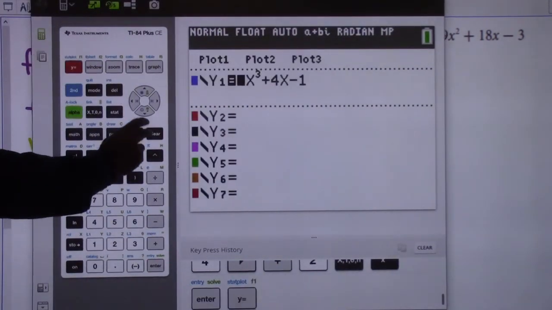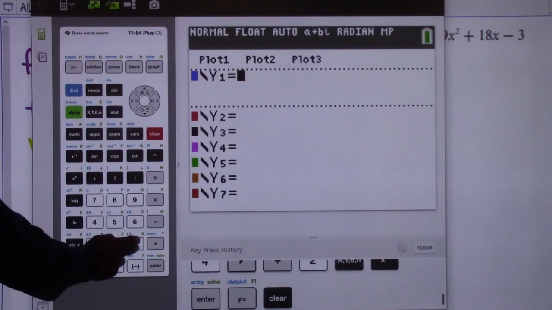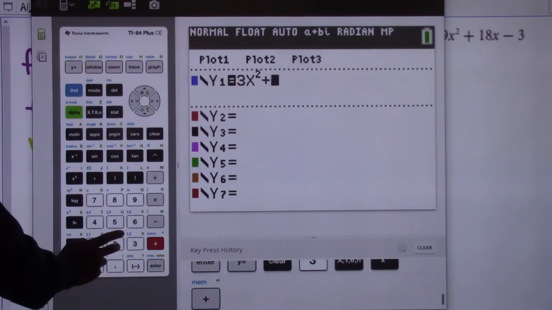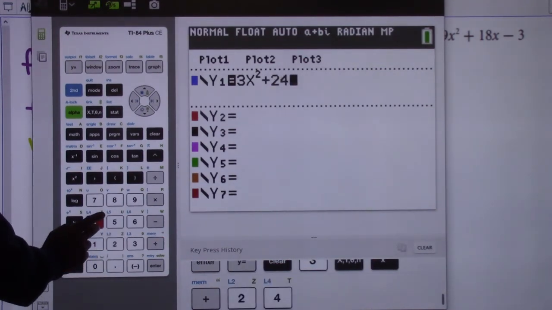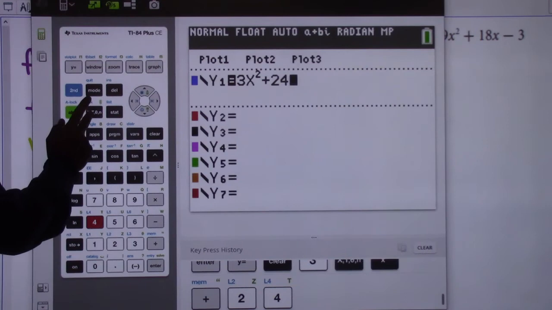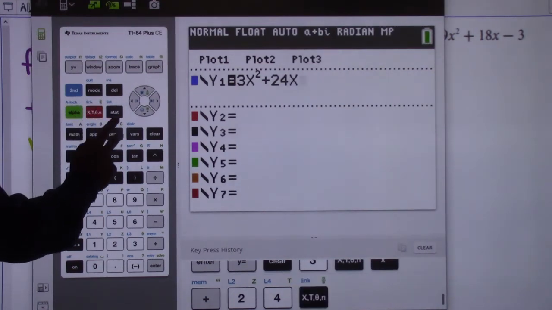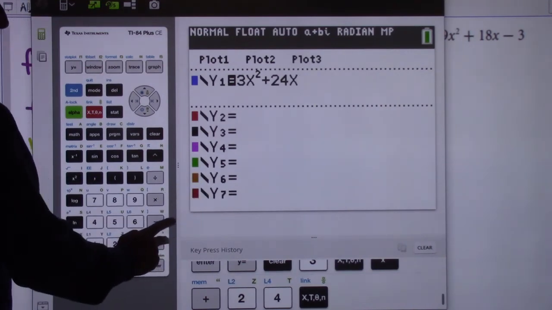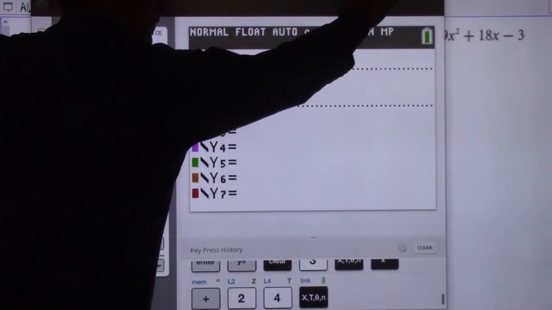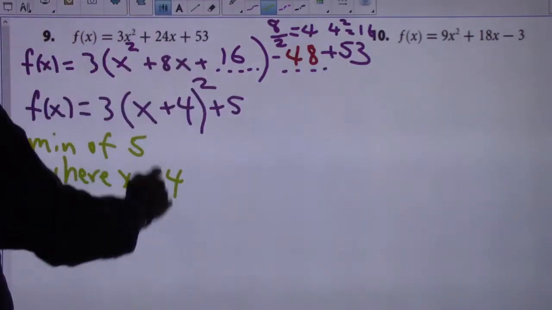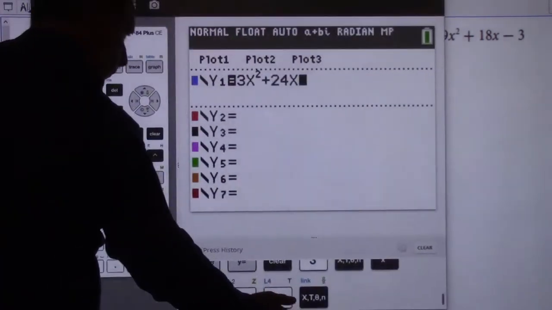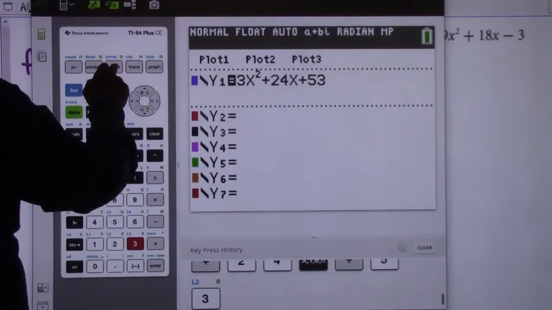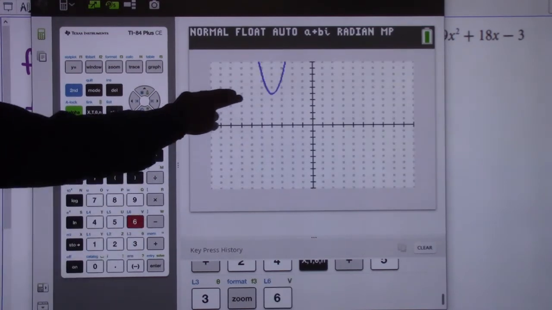And then half of 18. So we come over here and we put 3x squared plus 24x plus 81, and then we had, was it minus 53? Or was it plus? Yep, it was plus 53, after number 10. I'm just going to check it here. So zoom in on it. That's what it looks like.